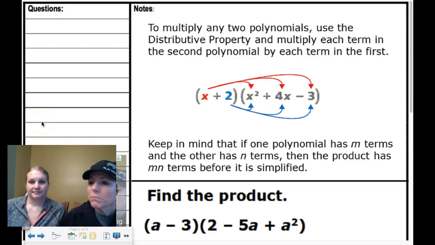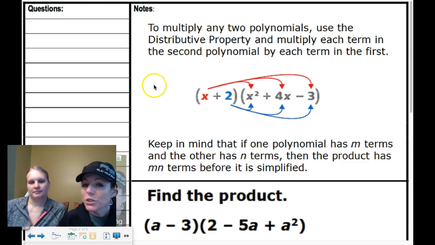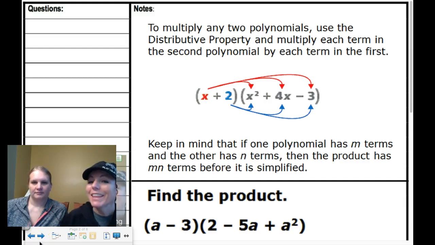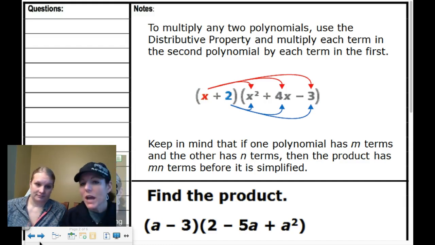So we just multiplied a monomial by a polynomial. Now we're going to multiply two polynomials. So notice the difference. Remember, a monomial means one term. A polynomial means 2 or more terms. So we're going to use the distributive property and multiply each term in the second polynomial by each term in the first. Okay, so I kind of follow, see the process they go through there?